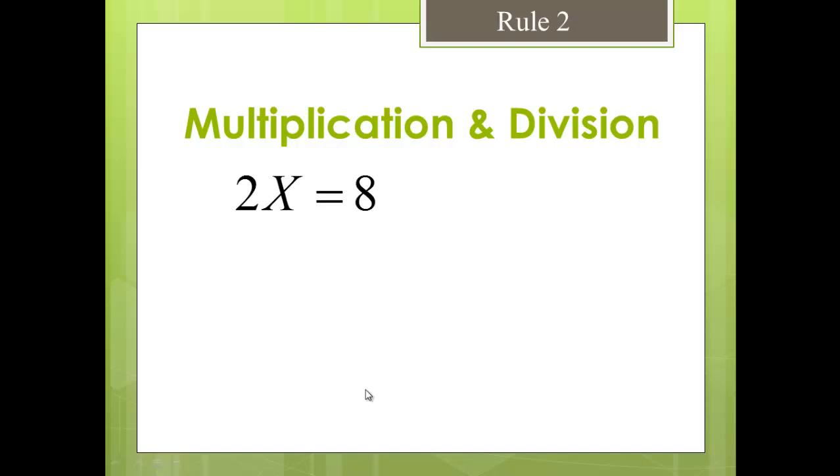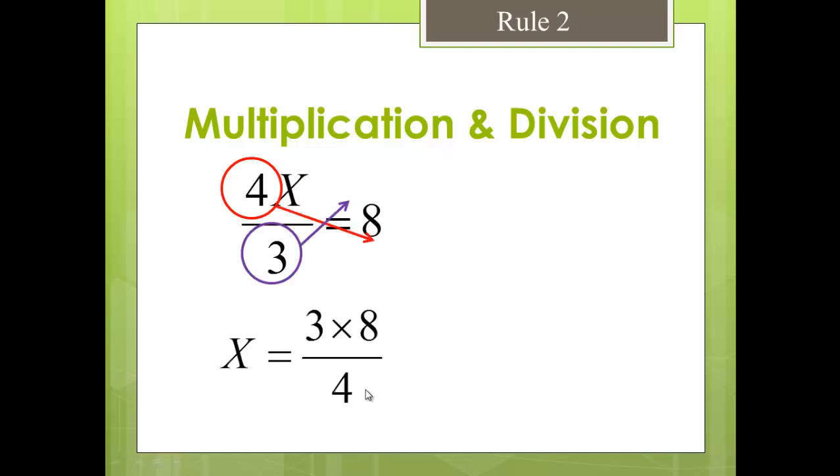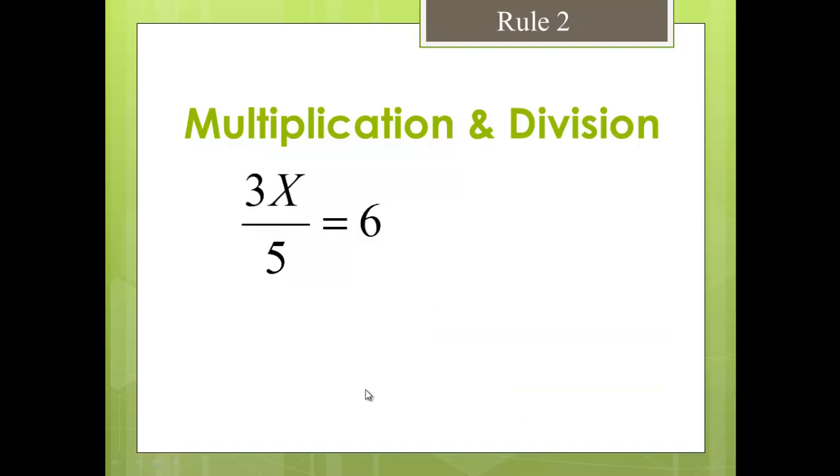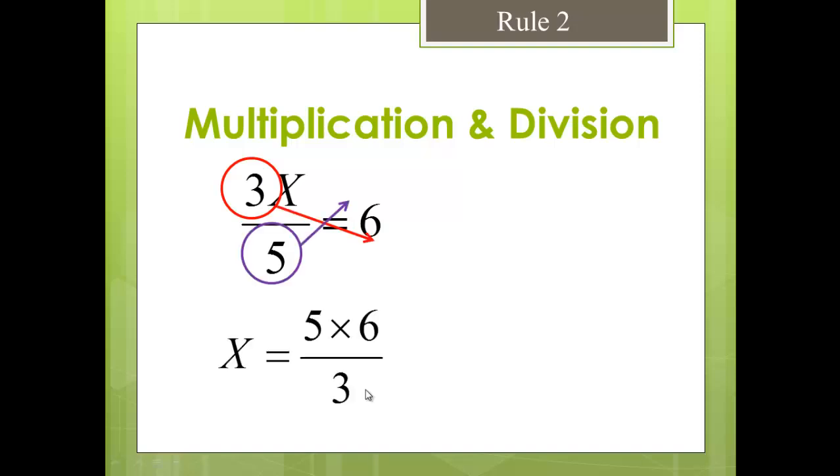So the idea of using the rule, which is if you're on the top line, you go to the bottom line, so therefore that will go down. 8 over 2 is 4. Okay, the 4 will go down, the 3 will go up. That becomes 3 times 8 over 4, which is 24 over 4, which is 6. Okay, the 3 will go down, the 5 will go up.